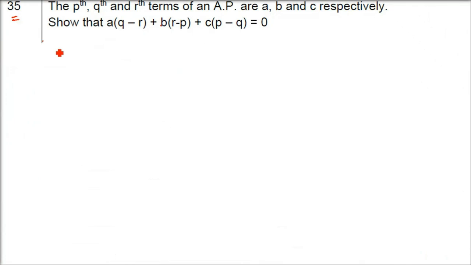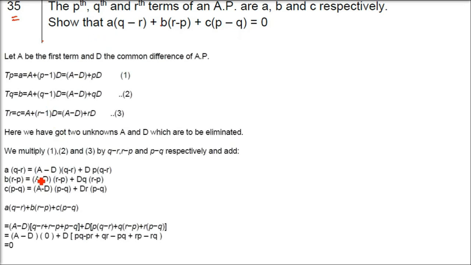The pth, qth and rth terms of an AP are a, b, c respectively. Show that a(q minus r) plus b(r minus p) plus c(p minus q) equals 0. Now if you see, the solution is in front of you, I will tell you the way to solve it. Now the Tn term of an AP is what? A plus (n minus 1) into D. And since small a is already given as some value, we will not take a and d. PQR terms we will find out.